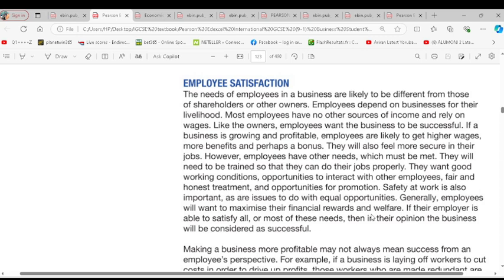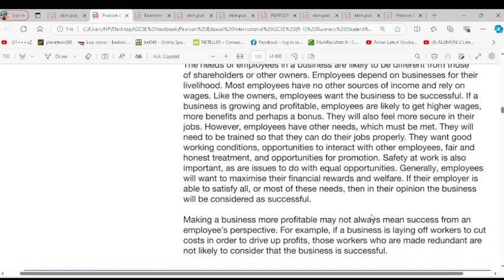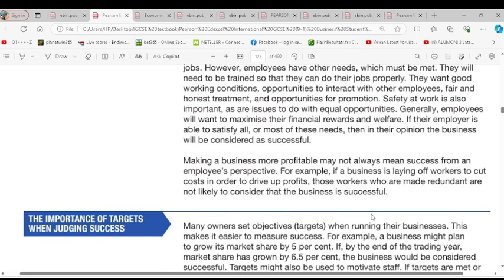However, employees have other needs which must be met. They will need to be trained so that they can do their jobs properly. They want good working conditions, the opportunities to interact with other employees, fair and honest treatment, and opportunities for promotion. Safety at work is also important, as there are issues to do with equal opportunities. Generally, employees will want to maximize their financial rewards and welfare. If their employer is able to satisfy all or most of these needs, then, in their opinion, the business will be considered as successful.